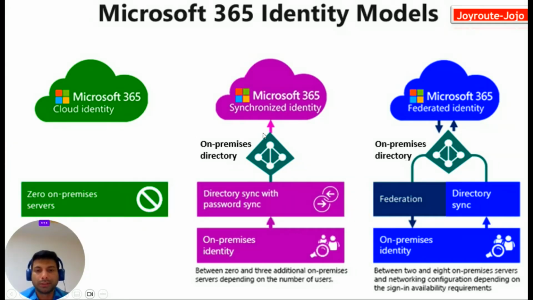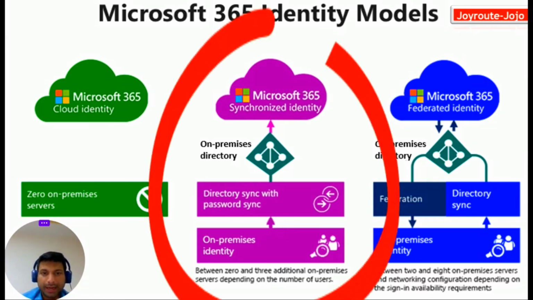Now comes the other one, which is Microsoft 365 synchronized identity. A synchronized identity is a user that exists in on-premises AD, which means it exists in the local Active Directory and in Microsoft 365. It exists both on-premises and in Microsoft 365. The system synchronizes and links together the ADDS user and the Microsoft 365 user. The system then synchronizes any changes that you later make in the on-premises user account to the Microsoft 365 user account.